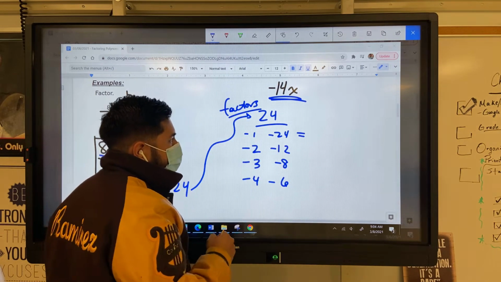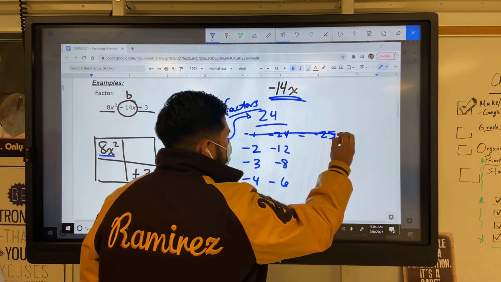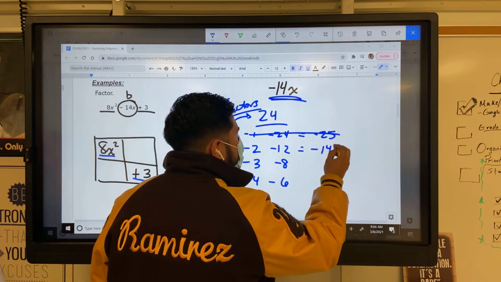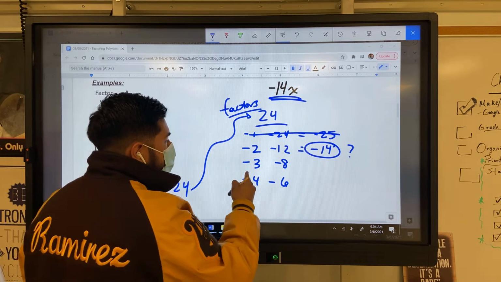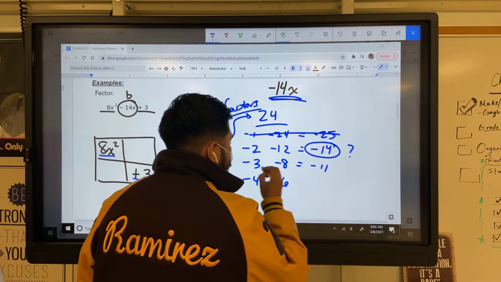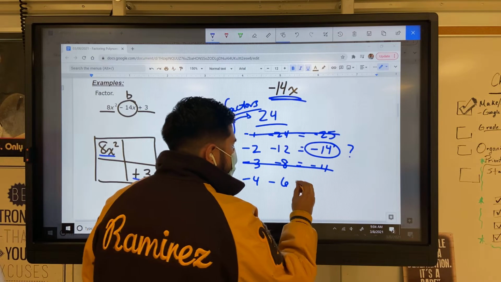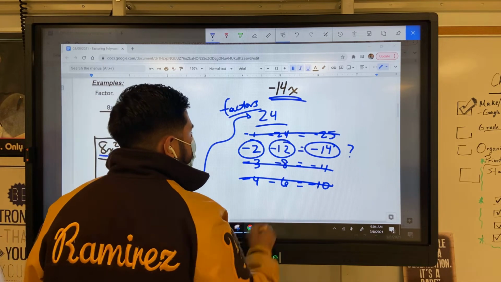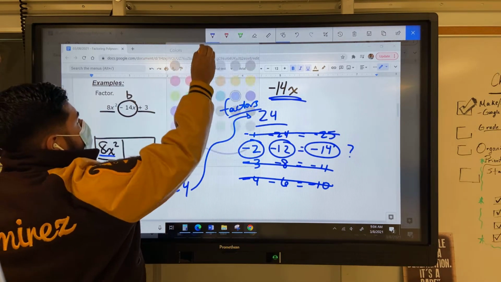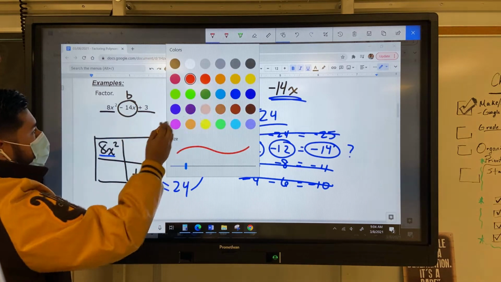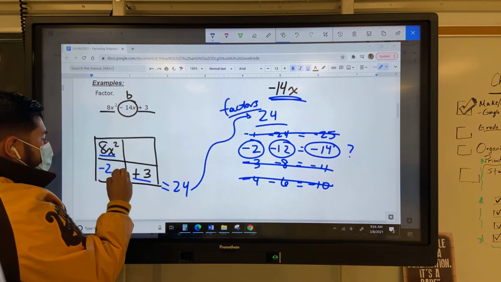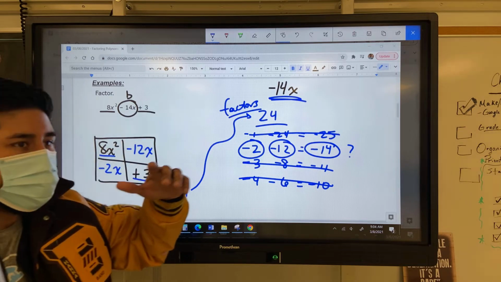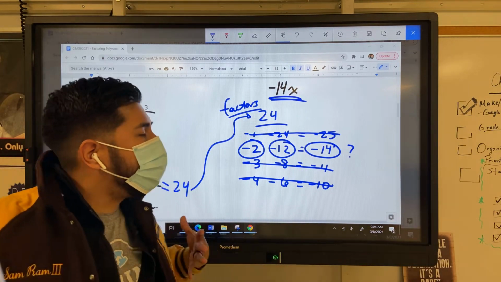Negative 1 plus negative 24 gives me negative 25. That's not it. Negative 2 plus negative 12, that gives me negative 14. Okay, I'm going to put a question mark, maybe. Negative 3 plus negative 8, that's negative 11. Not it. Negative 4 plus negative 6, that's negative 10. That's not it. So we got negative 2 and negative 12. Bring those guys over here. Negative 2x, negative 12x. Don't forget that the x's are there because that's the way the box method was when we multiplied, so don't forget that.